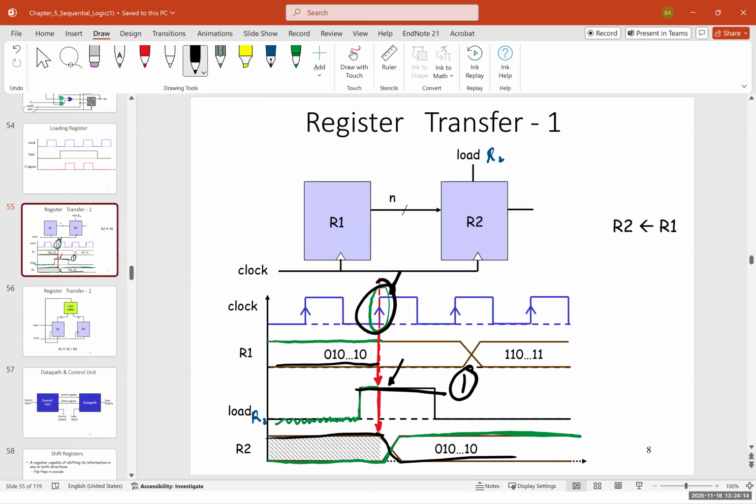This is a normal transfer register, R1 and R2. These are used for what we call shift registers, and I will explain. We have left shift, right shift registers, and so on. And it's a serial register connected in series.